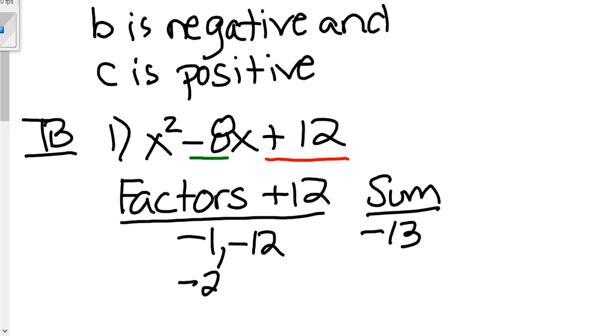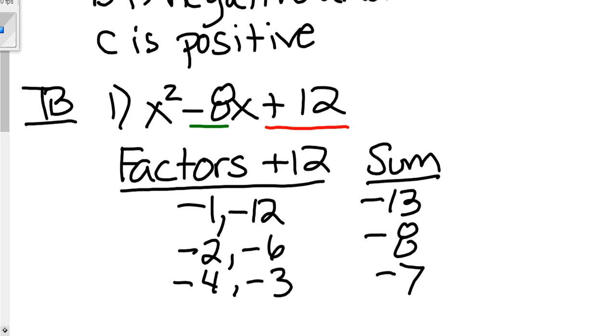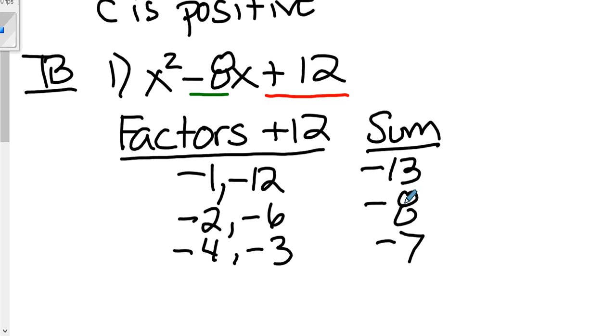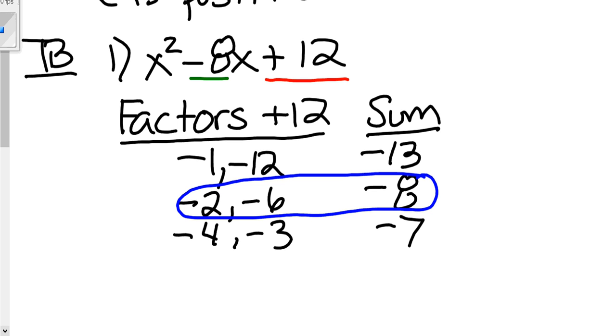Then you got negative 2 and negative 6, which gives you negative 8, and then negative 4 times negative 3, which gives you negative 7. Now we're looking for our middle term of negative 8. There it is right there, our negative 8. So the two integers we're using are negative 2 and negative 6. So all we have to do is write out our final answer.